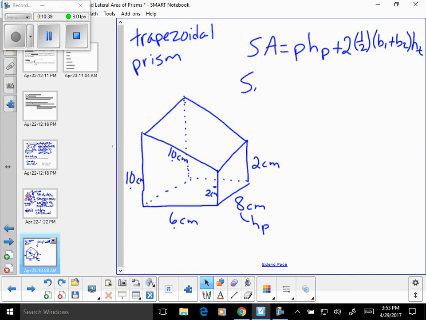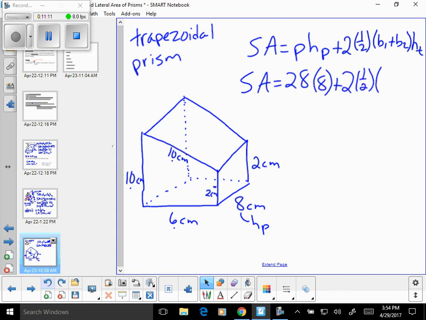Our surface area is going to be the perimeter. Now remember, we want to use the perimeter of the trapezoid, which is this. So we're going to have 10 plus 10 plus 2 plus 6. That's going to be 28, but I'm going to take the box that I just drew out. 28 times the height of the whole prism, which I pointed out to you is 8. Now, 2 times 1/2, yes, that is going to cancel.